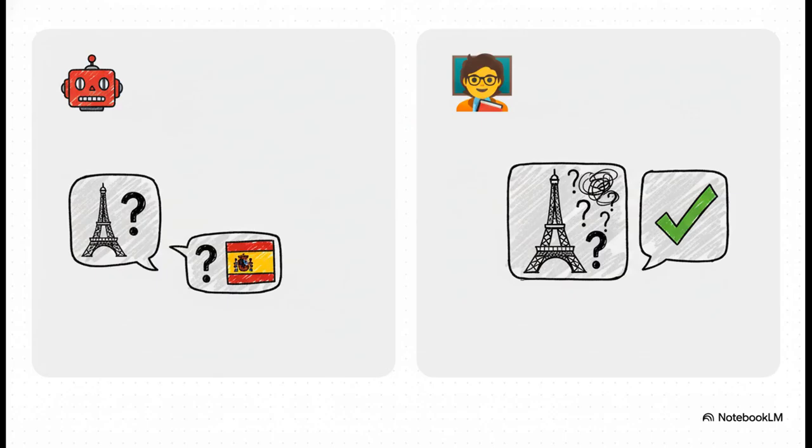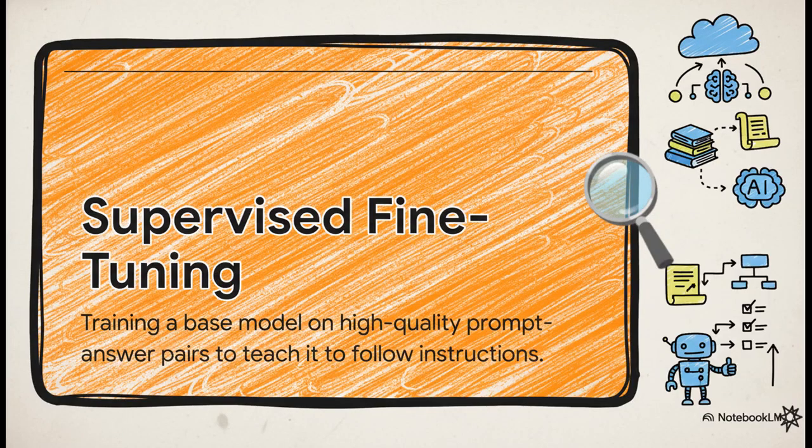If you ask a base model, what is the capital of France, it might just spit out another question. It's just continuing the pattern it sees. But the aligned model understands your intent. It knows you're asking a question and it gives you the answer. So the first step to get there is something called supervised fine-tuning, or SFT for short.